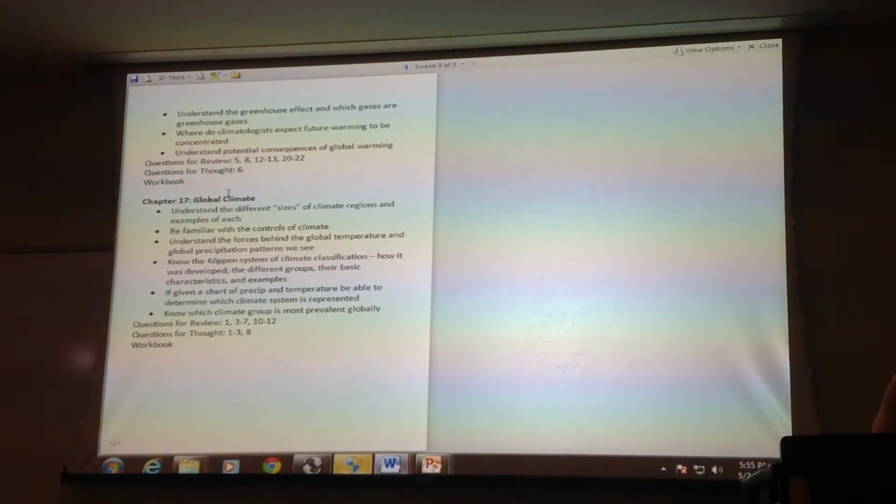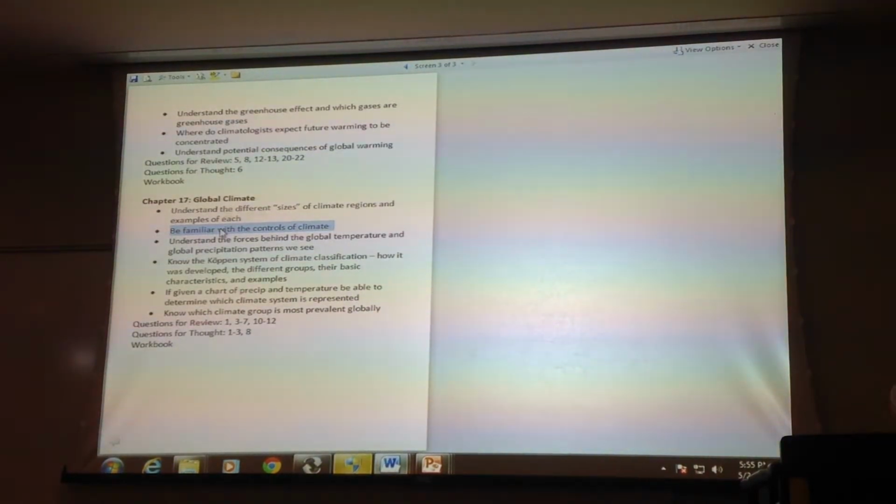Okay, chapter 17, this is today. Understand the different sizes of climate regions. We talked about micro, macro, meso, and global. Be familiar with the controls of climate. Those are the things like proximity to water, latitude, the 7 different controls that we listed.